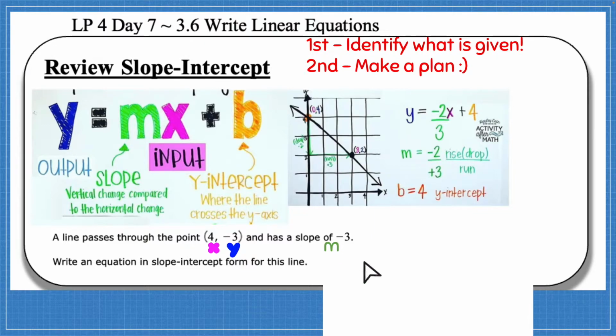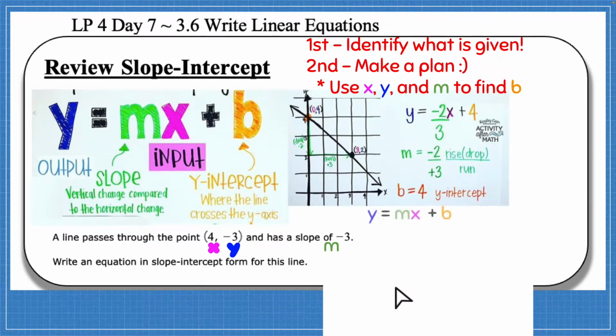So what we're going to do is use x, y, and m to find b, that y-intercept. So y equals mx plus b, I'm going to plug in what I have. So y is -3, m is -3, and x is 4. I don't know b, so I'm just leaving it plus b. So now we're going to solve, and we're going to figure out what b is. So first I'm going to multiply. I'm going to simplify this side. So I have -3 equals -12 plus b. All I did was multiply here.